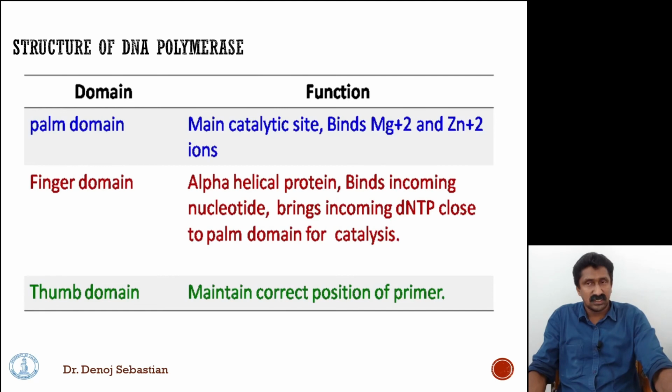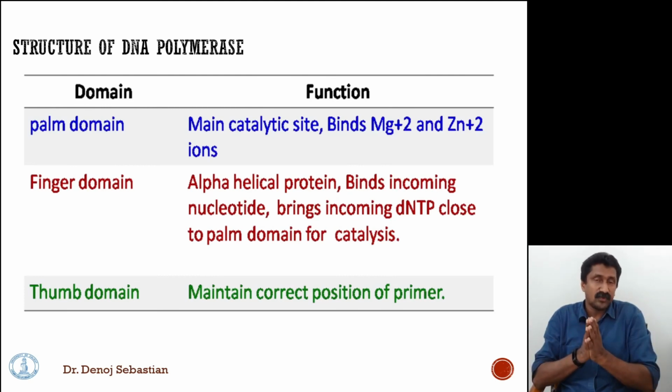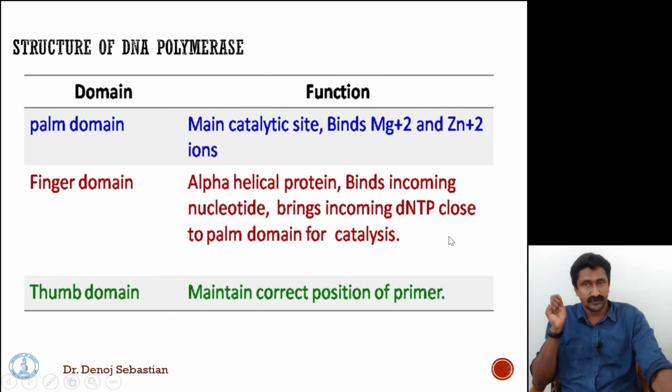So this finger domain has alpha helical proteins, and it binds incoming nucleotides and brings the incoming nucleotide or dNTP close to the palm domain where the DNA template is present. So the DNA template and the dNTPs are brought closer for catalysis by the finger domain. And the final one, the thumb domain, maintains the correct position of the primer. So those are the various roles of these domains of DNA polymerase 3.